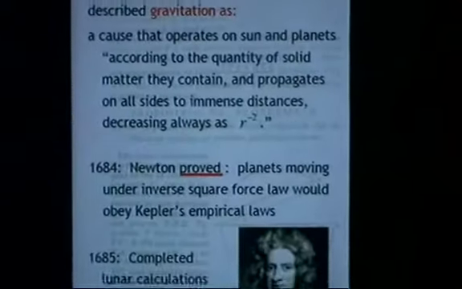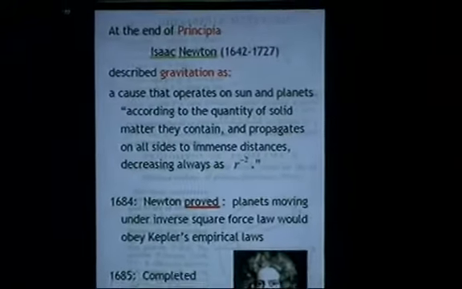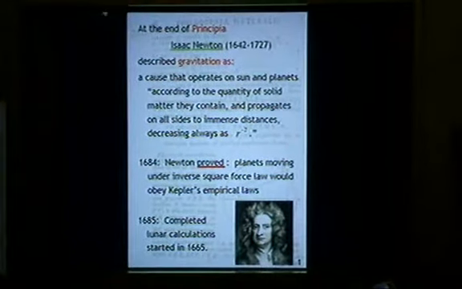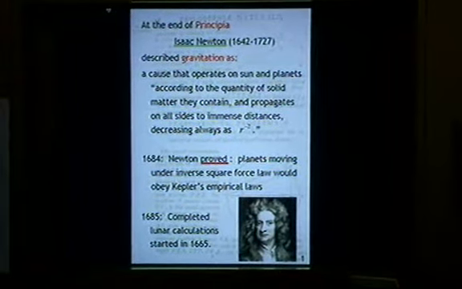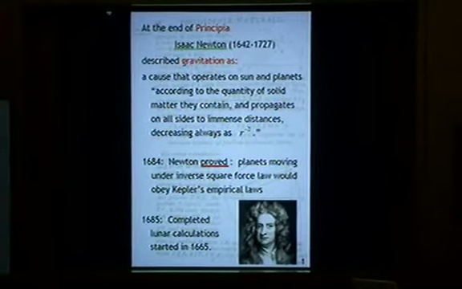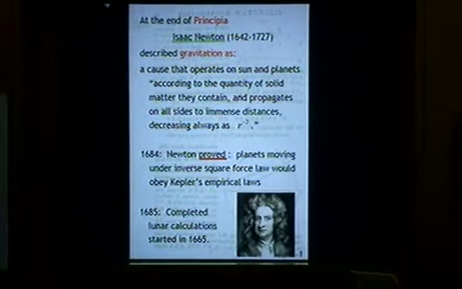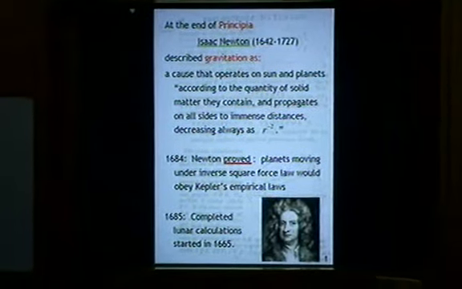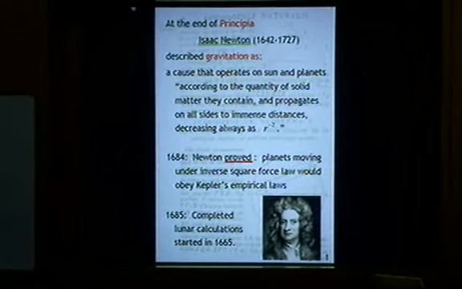At the end of the Principia, Isaac Newton described gravitation as a cause that operates on the sun and planets according to the quantity of solid matter they contain and propagates on all sides to immense distances, decreasing always as r to the minus 2, 1 over r squared.